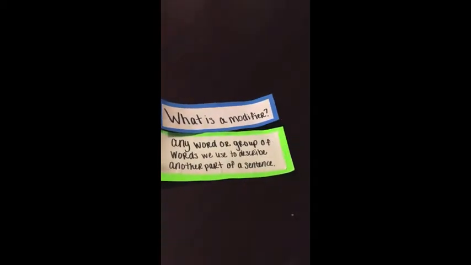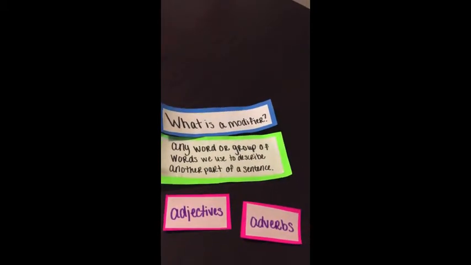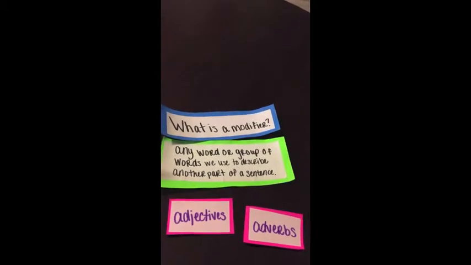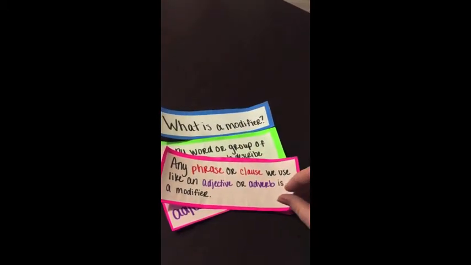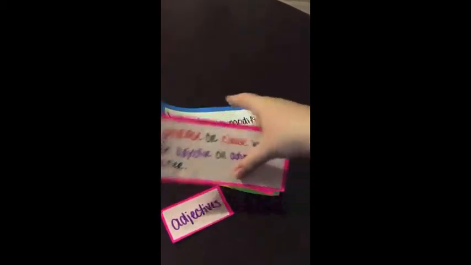Misplaced modifiers are a very common writing error that are easy to correct if you know what a modifier is. So what is a modifier? A modifier is any word or group of words, such as adjectives or adverbs, that are used to describe another part of a sentence. It's also any phrase or clause we use like an adjective or adverb. We're going to look at some sentences that use modifiers correctly.